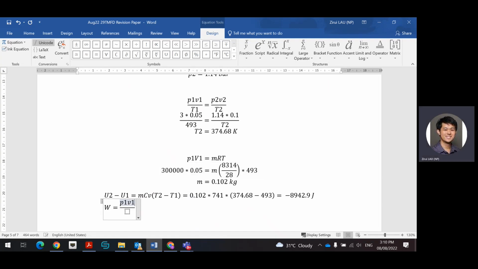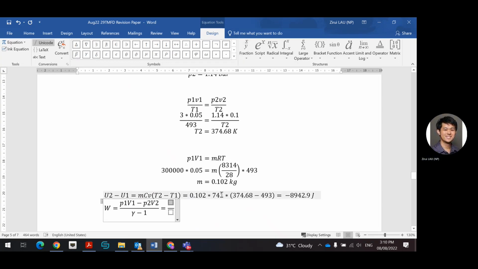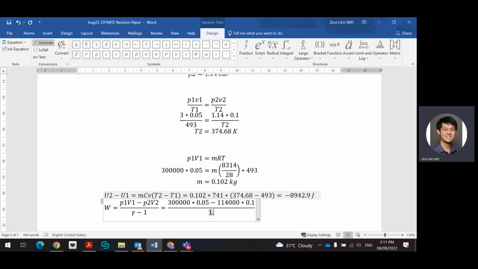So P1 V1 minus P2 V2 over gamma minus 1. So everything, just plug in the formula. So P1 is what? 3 bar, right? So 3 times 10^5 times V1, 0.05, minus P2, which is 1.14 bar, times volume 0.1, over gamma 1.4 minus 1.